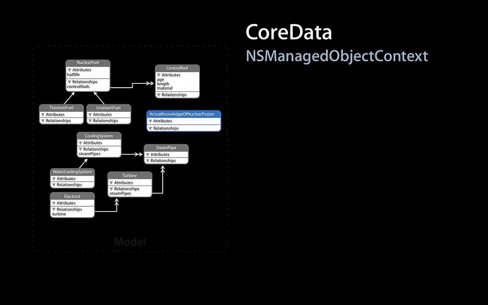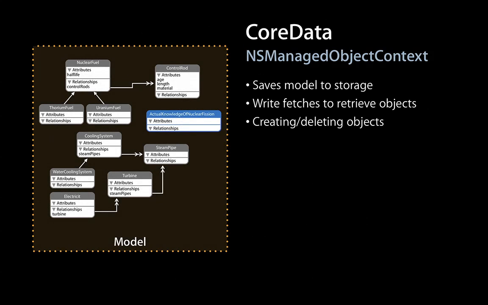Although now, here's one thing that it might be hooked up to, through an object like NSManagedObjectContext. If you do decide to use Core Data, if you follow my advice, or if you already are using Core Data, you're familiar with this object, NSManagedObjectContext, and it's responsible for saving objects out to storage, writing fetches to retrieve objects, and creating and deleting objects, and so forth. And so again, it's a controller that really just manages a model. It doesn't have a connection to a view.